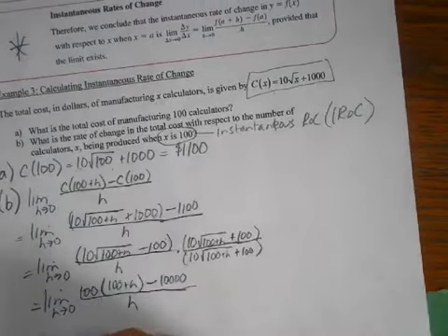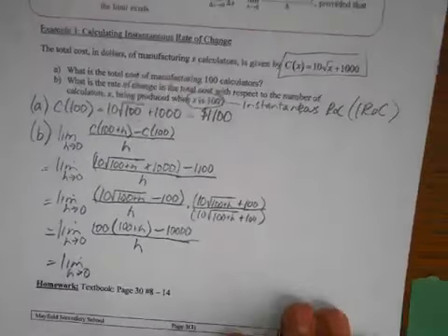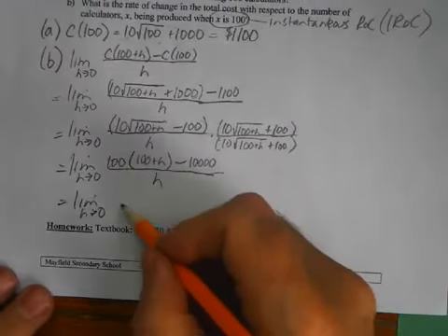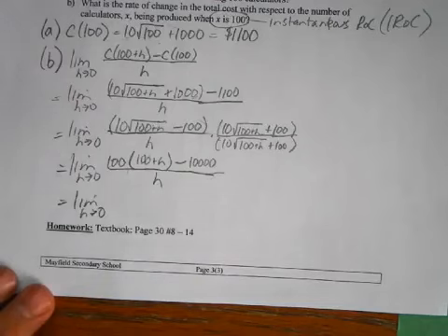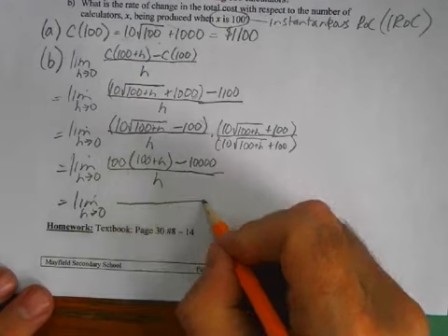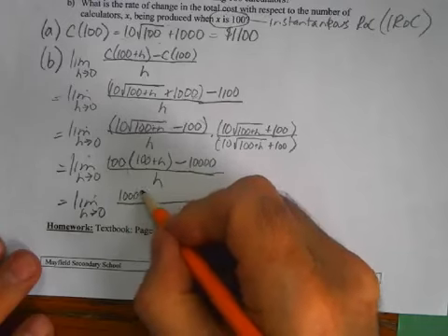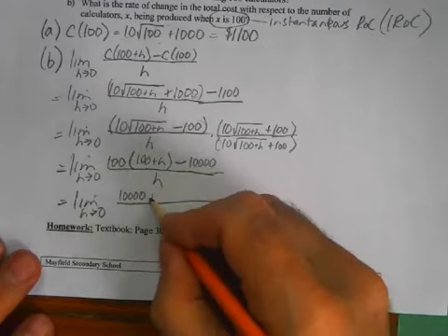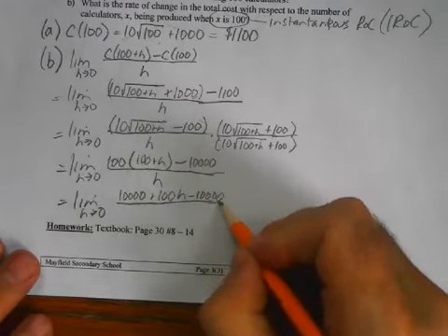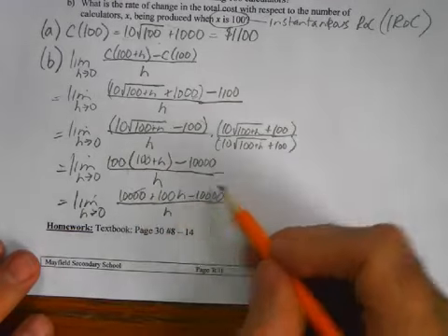I guess I got room for one more line. Limit as h approaches 0. Hopefully you can see this. Let's just get it up a little higher. Okay, so if we multiply 100 with 100, we're going to get 10,000 again. So 10,000 plus 100h minus 10,000 over h. And so this has actually worked out really nicely, because the two 10,000s cancel each other out.